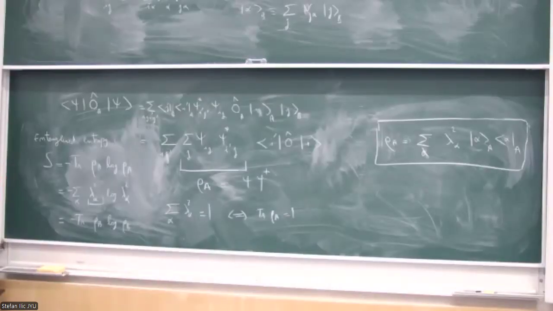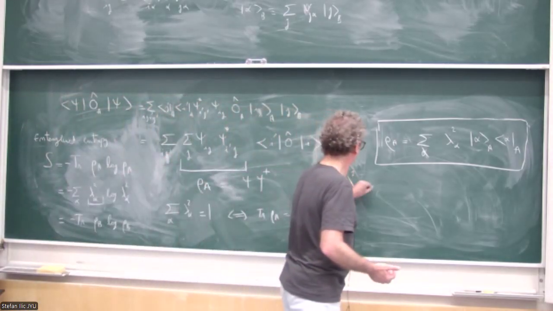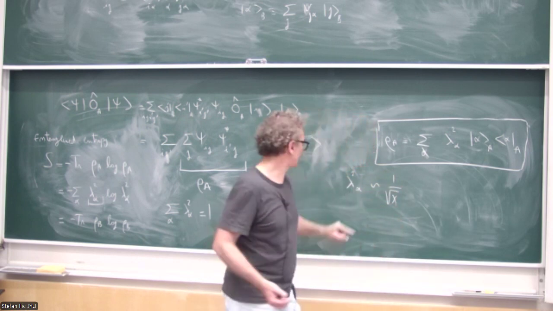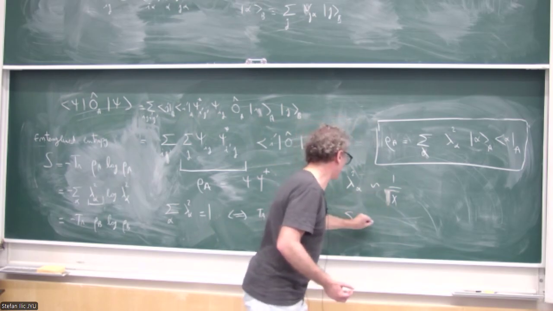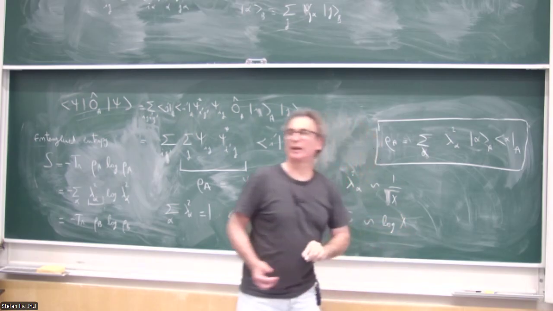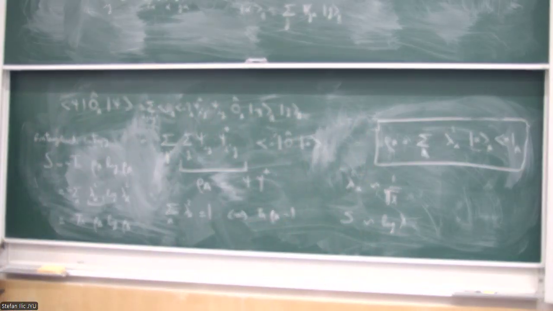It's maximum when all the singular values, all the probabilities, are the same. So when they are all of the order of 1 over chi for the lambda squares. And then it means that the maximum entanglement entropy that you can get is log of chi. At the maximum.